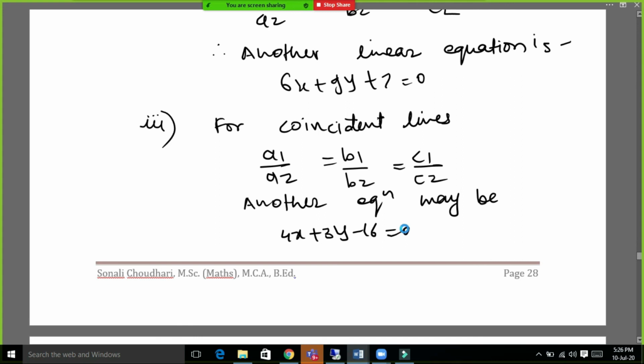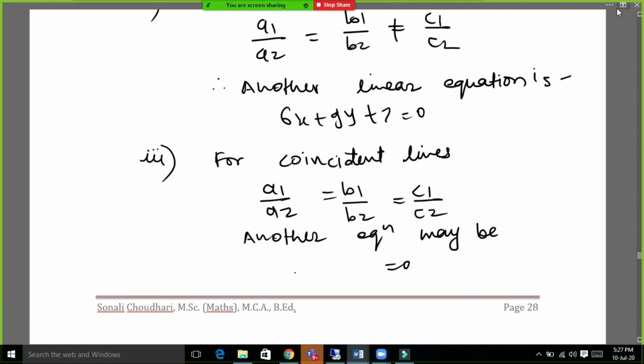So if we compare a1 upon a2, a1 is 2, 2 by 4 is 1 by 2, b1 upon b2 is 3 by 6. So another equation is 4x plus 6y minus 16 is equal to 0. Now this equation forms coincident lines with the given equation.